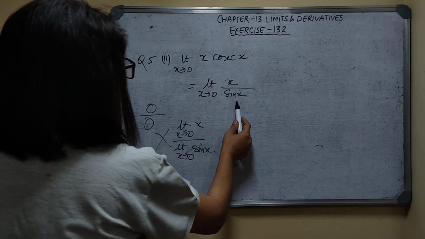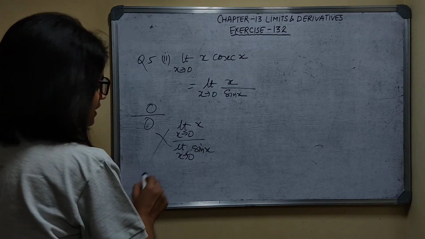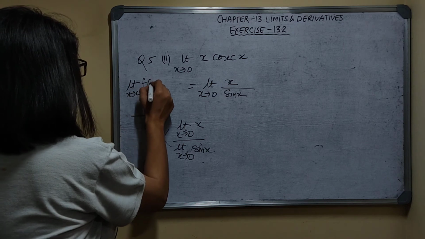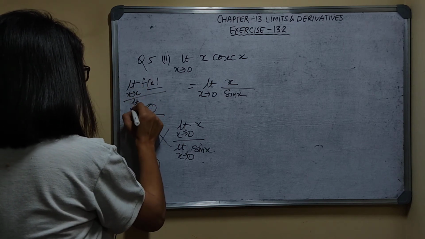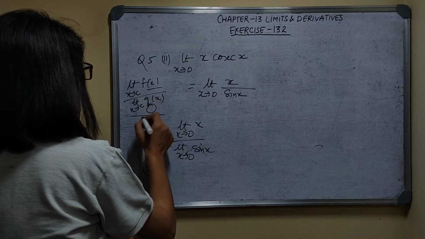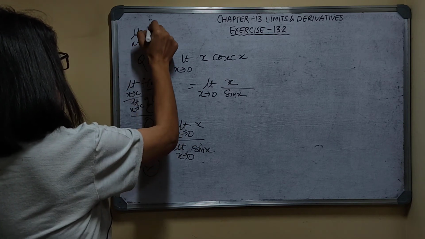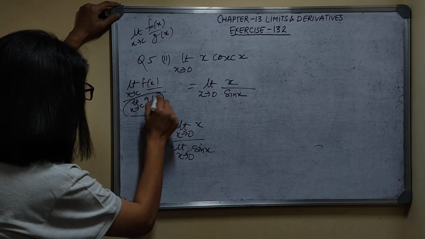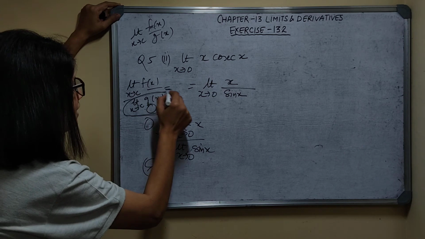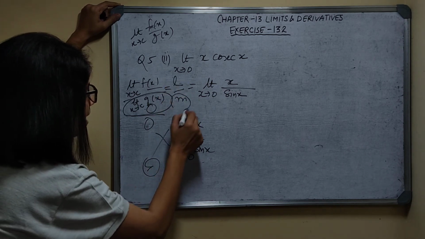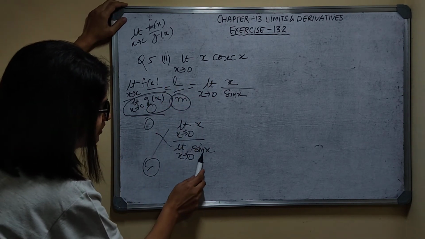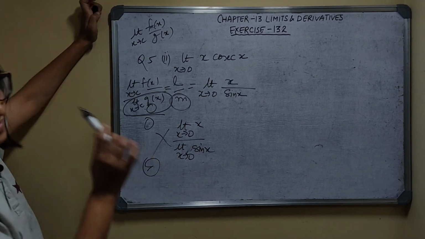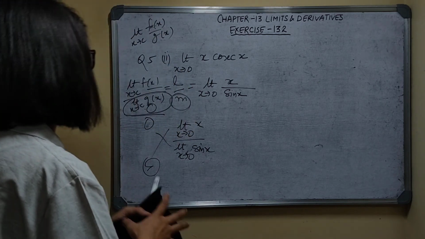Why? Because here limit x tends to 0, sin x will be 0. I can write limit x tends to c f(x) upon limit x tends to c g(x) only in one condition: when limit x tends to c g(x) value is m, m should not be equal to 0. But in this case, sin 0 is 0, so I can't write this. So I have to use some other formula. How will I do this?